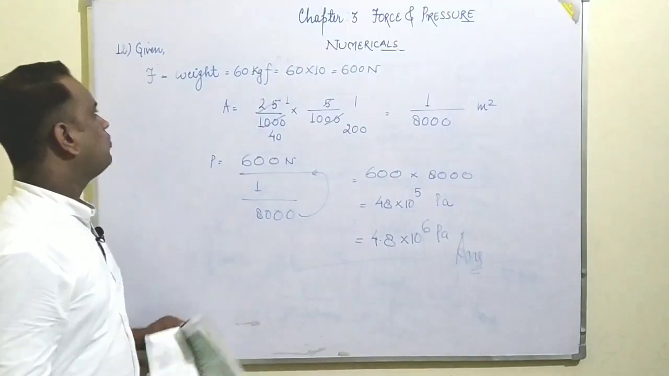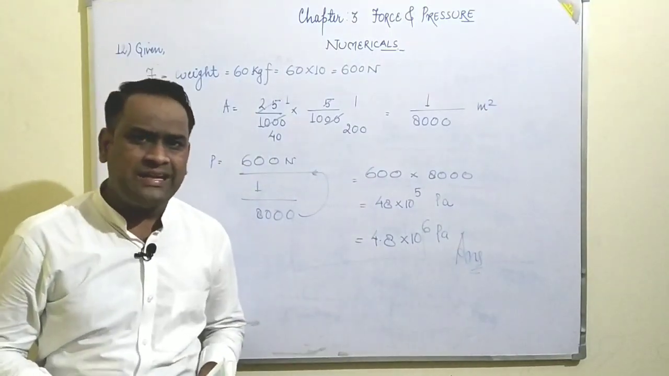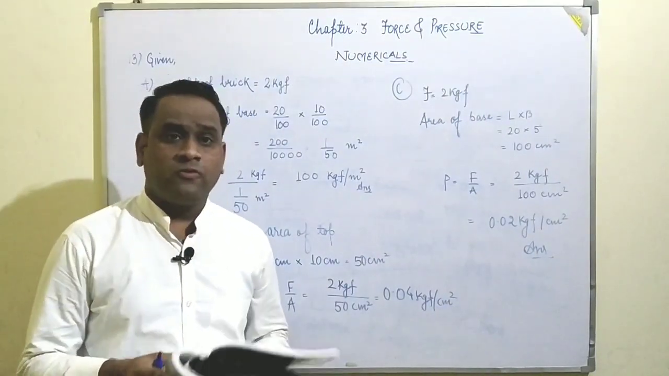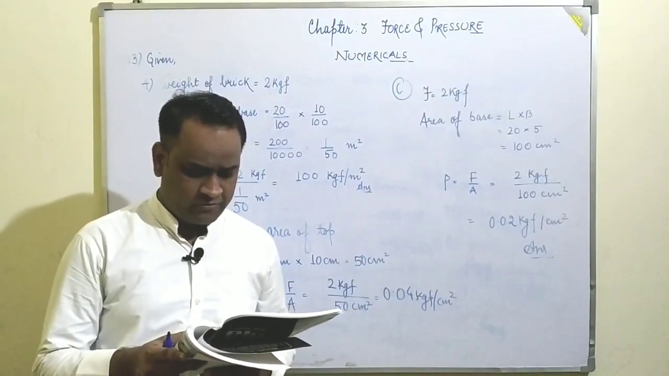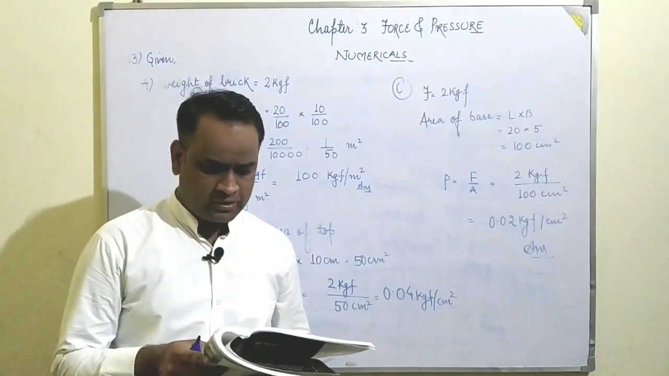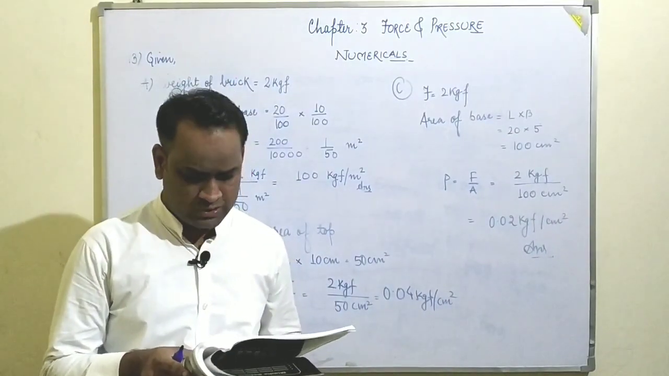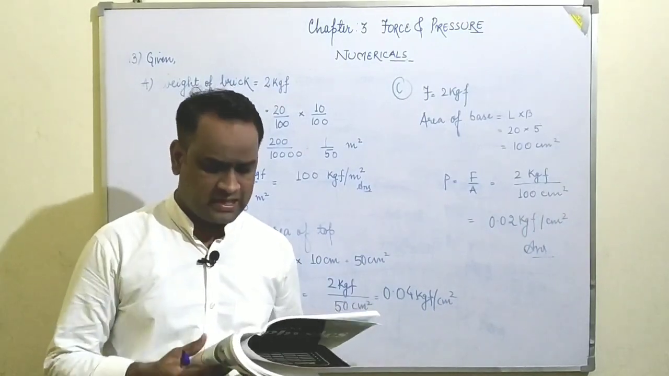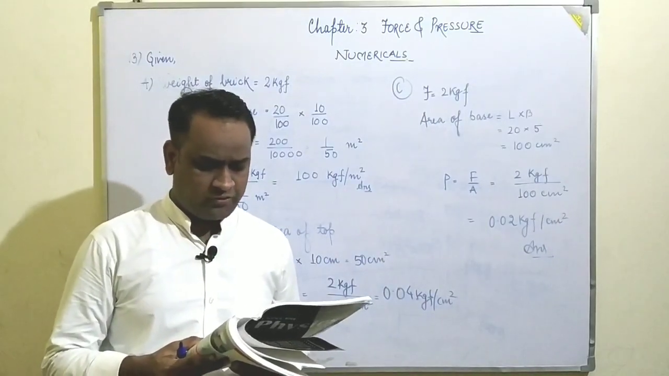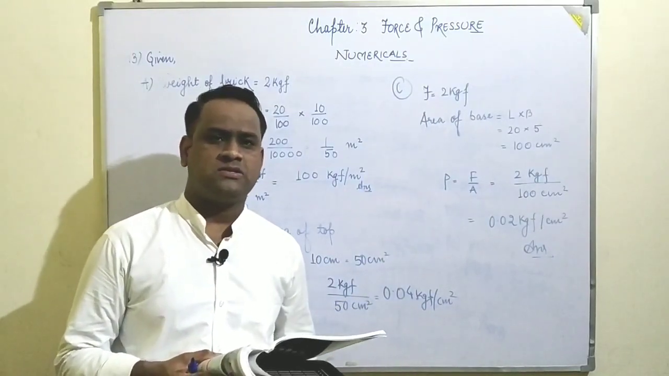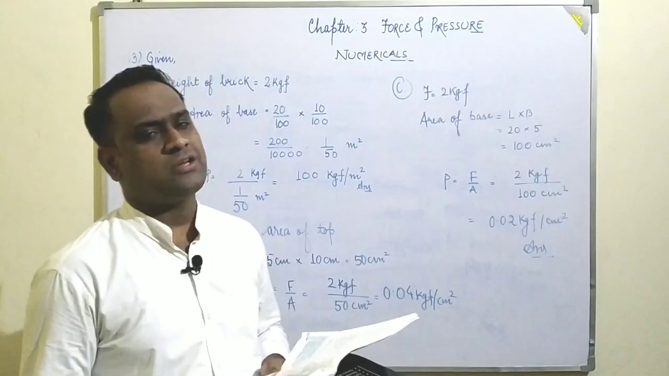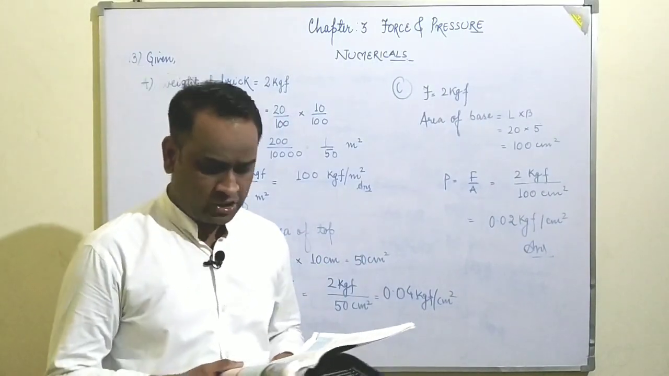Okay, students. Now only one question is remaining, that is question number 13. The question is given as: from the figure, a brick of weight 2 kgf is shown. Here the weight of the brick is given as 2 kilogram force and the dimension is 20 centimeter multiplied by 10 centimeter into 5 centimeter, placed in 3 different positions on the ground. We have to calculate the pressure in each and every condition by the brick on the ground.